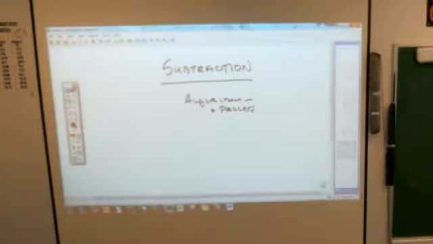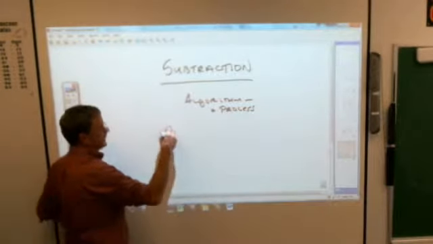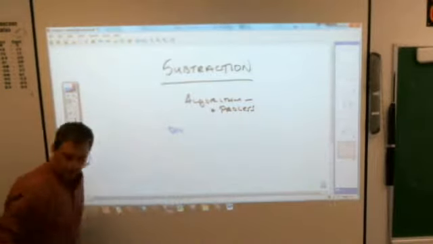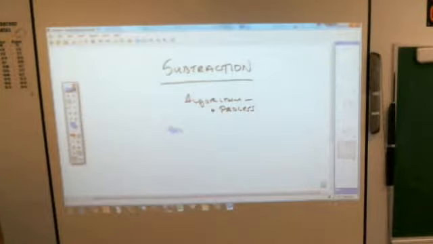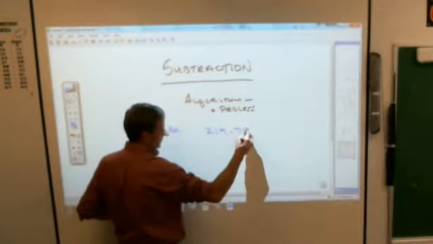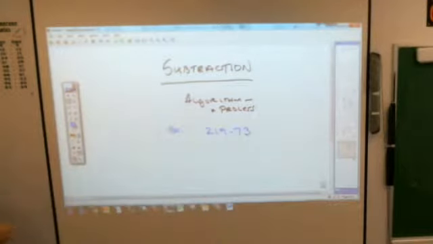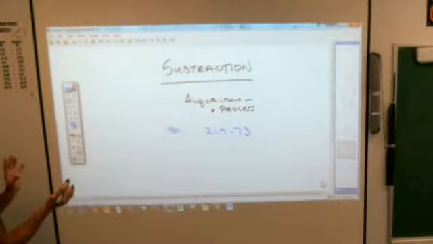Let's just look at a couple of example problems and see if everybody's on the same page here. These are a little bit bigger subtraction problems. If you have 219 minus 73, if I asked you the process or the algorithm of doing that, the first step, Eliza, is to do what? What will be the first thing you do?